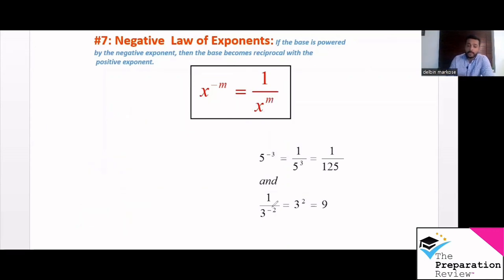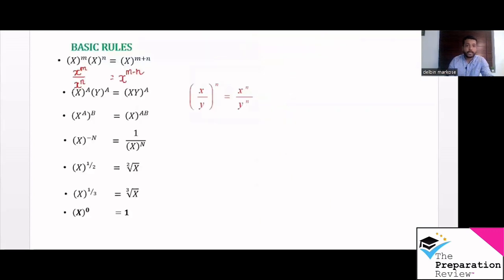Now 1 divided by 3 raised to negative 2. Here the exponent is negative 2, so it will be 3 raised to a positive number. You have to get it. That will be 3 squared. For example, 5 raised to 7, I can write as 1 divided by 5 raised to negative 7. Because when you multiply 5 raised to 7 times 5 raised to negative 7, that will be 5 raised to 0, which is equal to 1. We know that. I hope it's clear now.